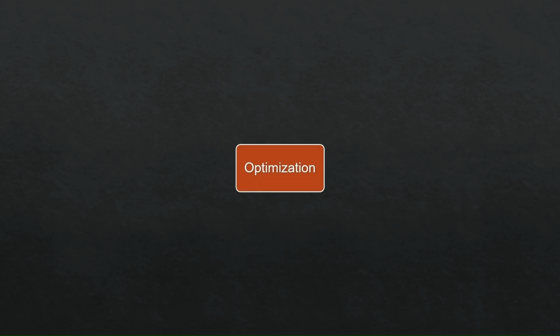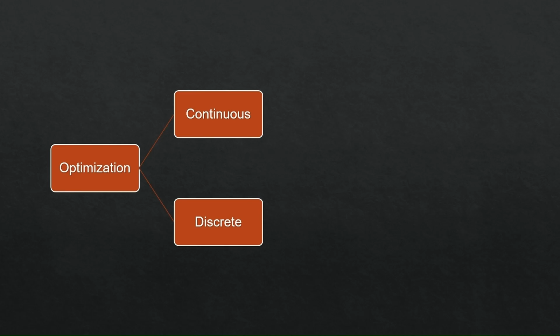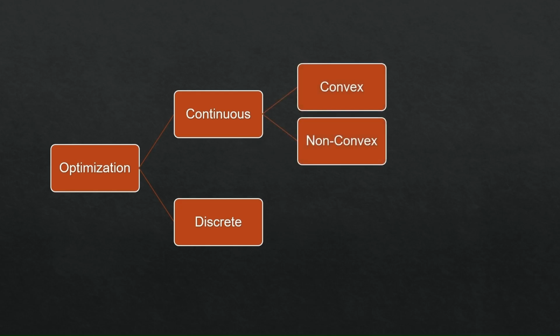First, let's take a very brief look at the different types of optimization and see where QUBO fits into the bigger picture. Broadly speaking, optimization problems can be divided into two main types: continuous and discrete. In continuous optimization, the variable we are trying to optimize can take any real value. On the other hand, in discrete optimization, the solution space is not continuous and the optimization variable can only take certain allowed values. Continuous optimization can be either convex or non-convex.